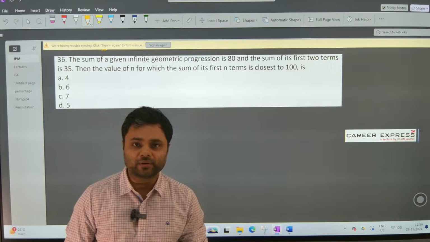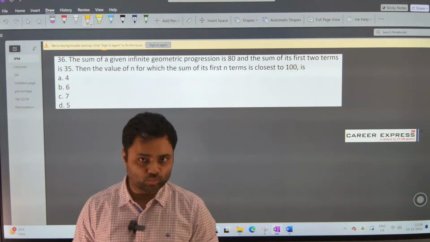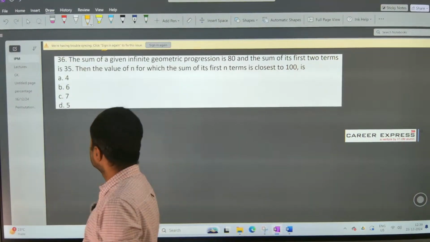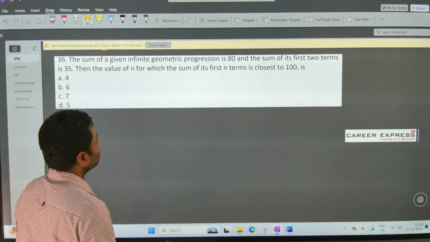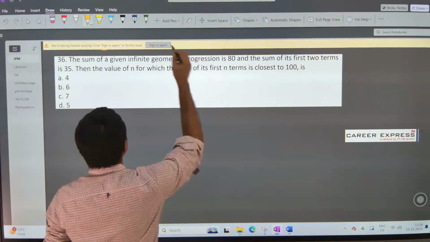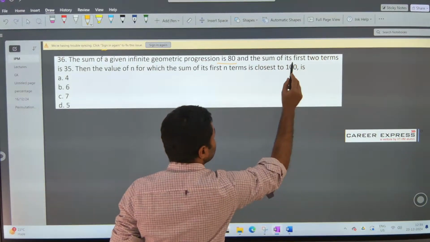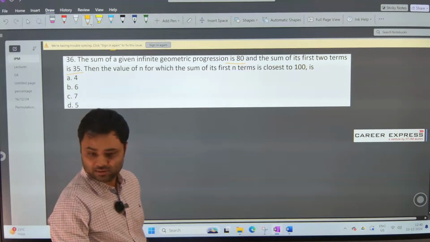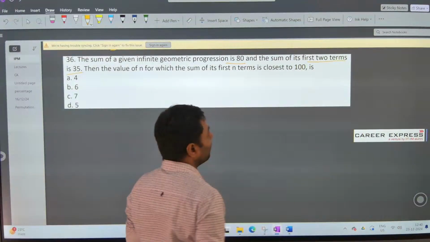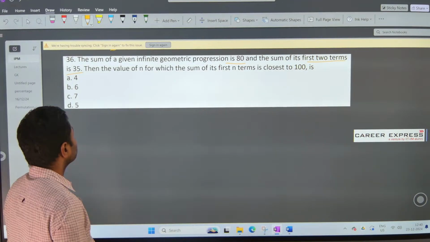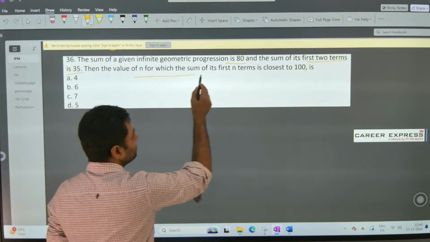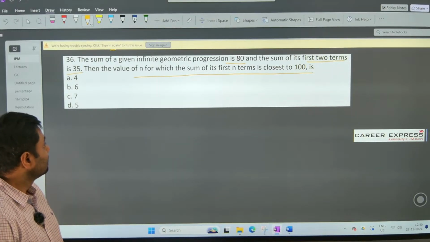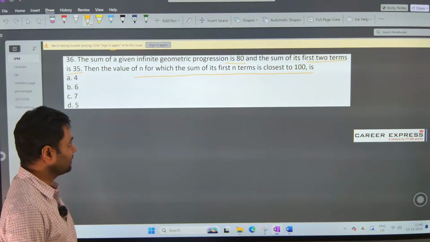So this is a question from the IPMAT Indore 2024 paper, QA section, and it is based on geometric progressions. It says the sum of a given infinite geometric progression is 80, and the sum of its first two terms is 35. Okay, sum of first two terms is 35, and the sum of all the terms, infinite terms, is 80. Find the value of n for which the sum of its first n terms is closest to 100.